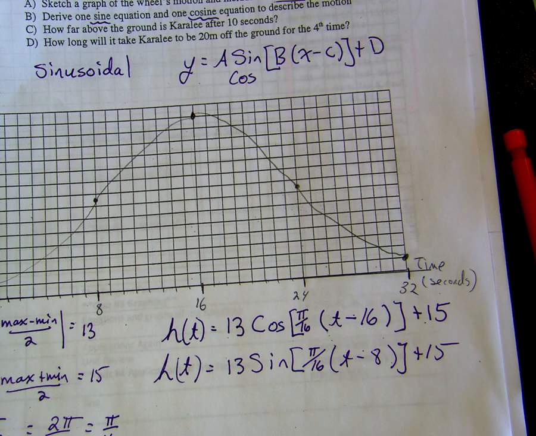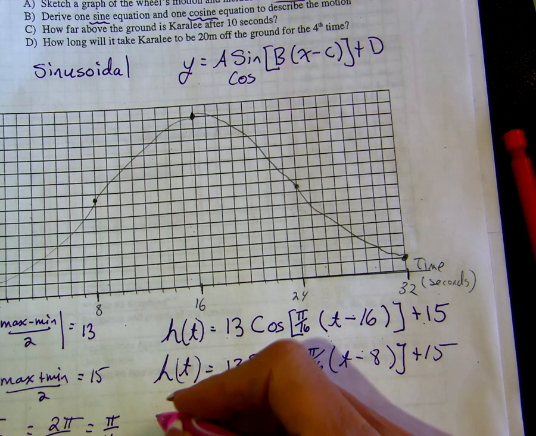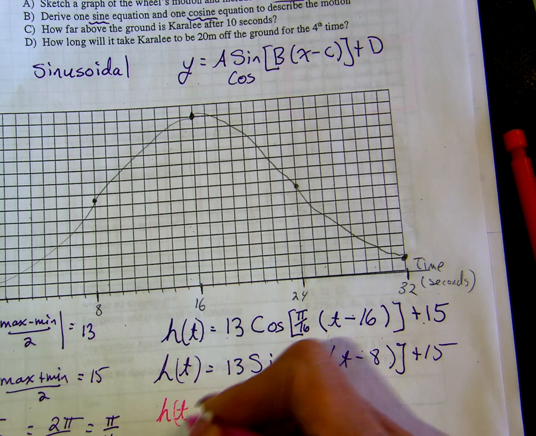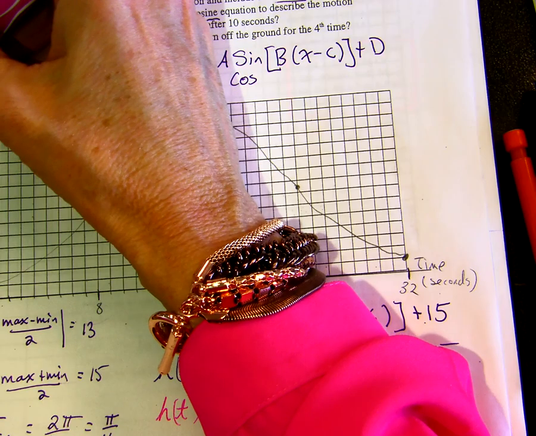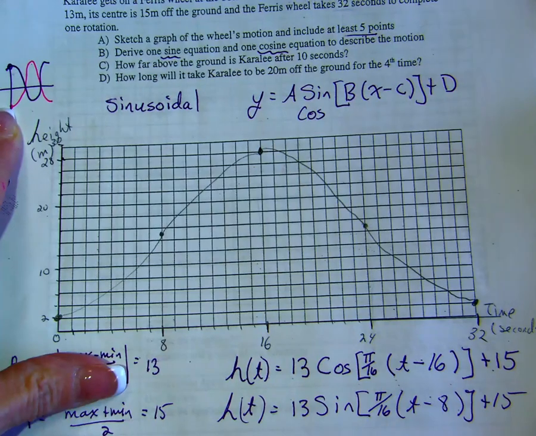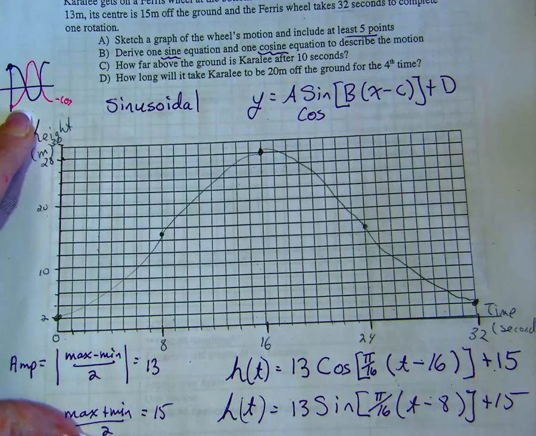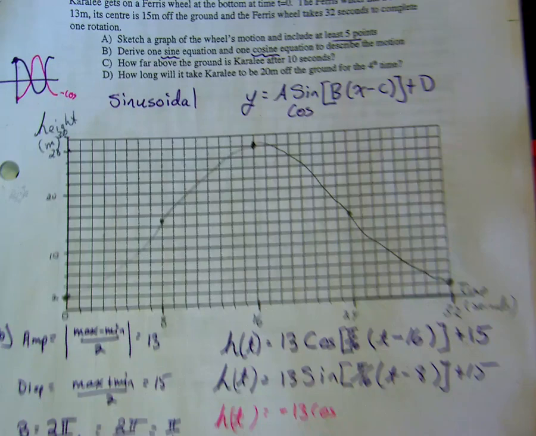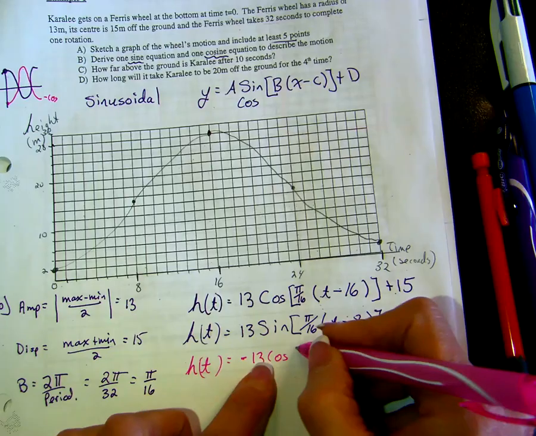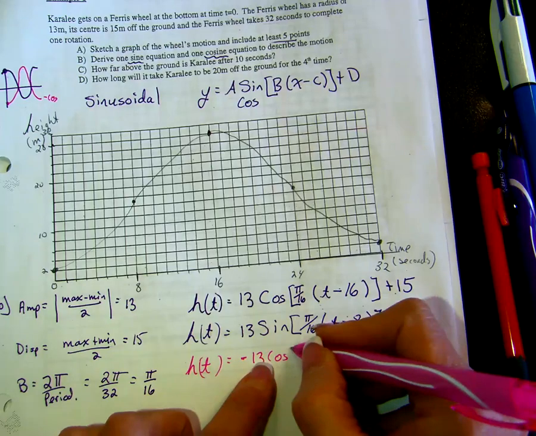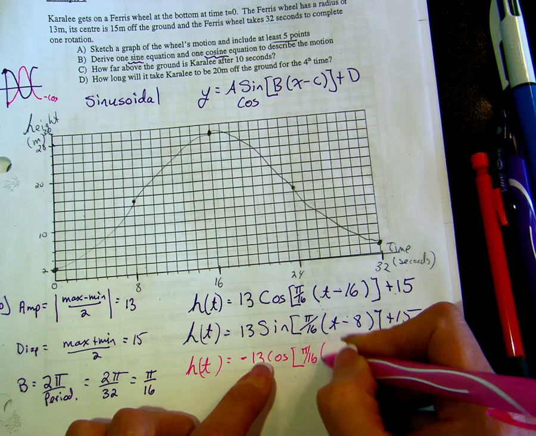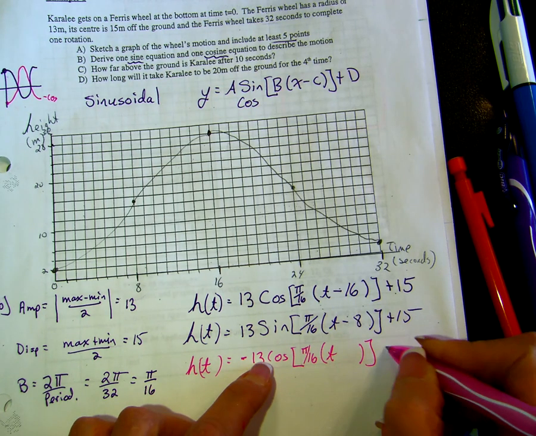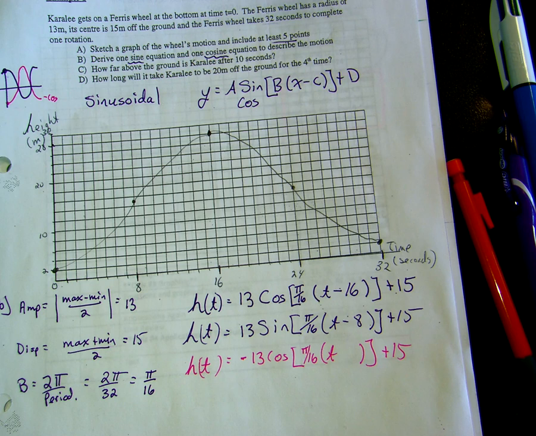The easiest function to use here is actually a negative cos, because a negative cos would start at the bottom and go like that. So negative cos. If I use a negative cos, then negative, same amplitude, same B value, same displacement. What's the phase shift if it's negative cos?